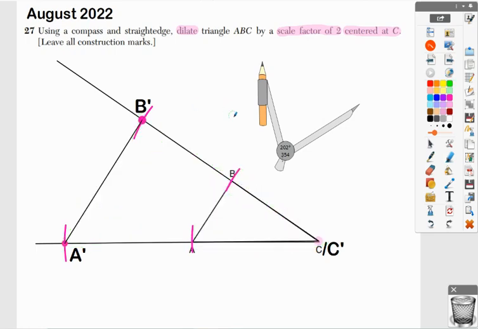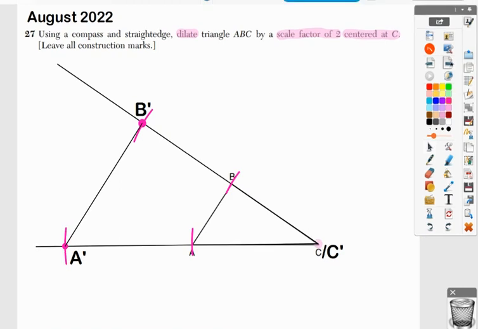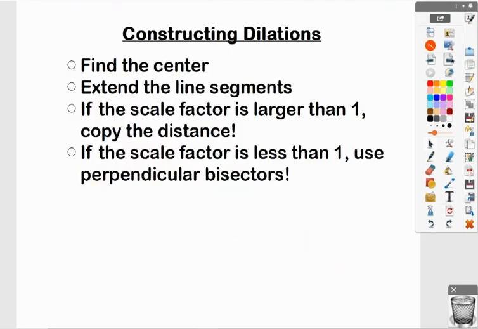So I think it would be a good idea to take a moment and go over some properties of constructing dilations, just because there are some examples that are going to be a little bit different than this one, and it's important to go over how we would do those as well. When constructing a dilation, you're always going to find the center. I just put a point on C to mark that that was the center. I'm going to do that first. Then I'm going to extend the line segments just as I did, using my straight edge.